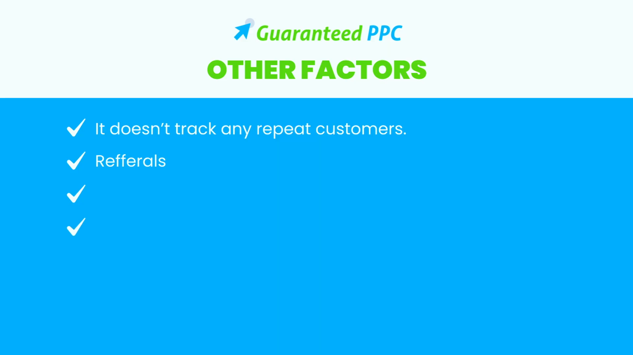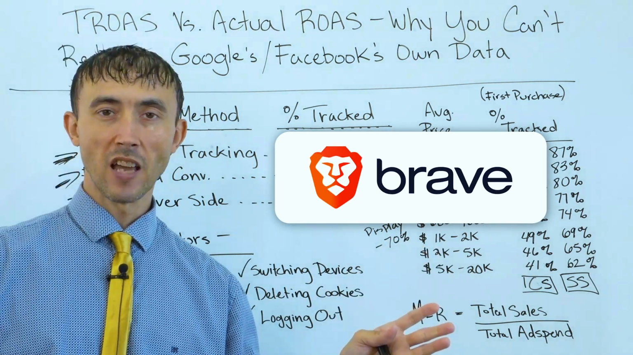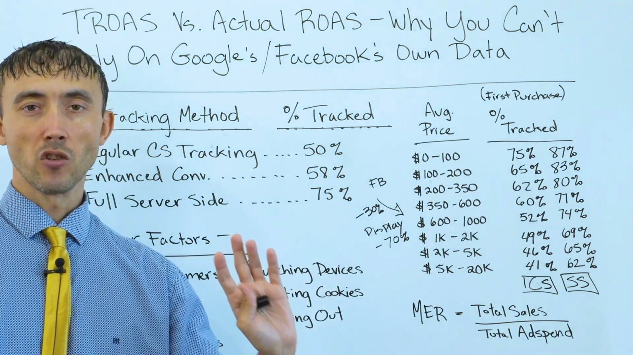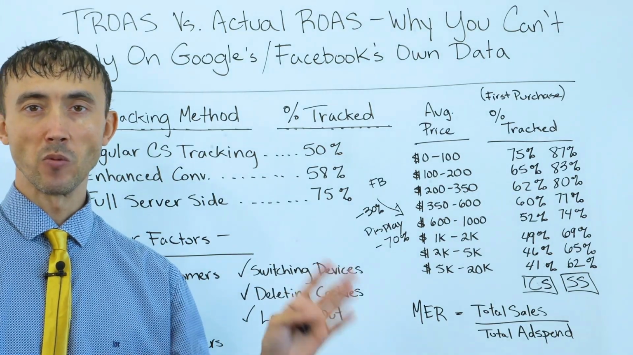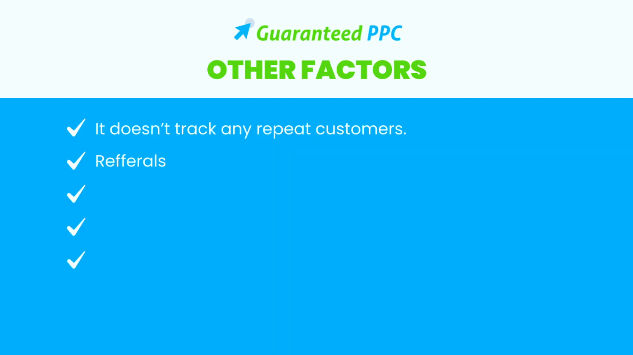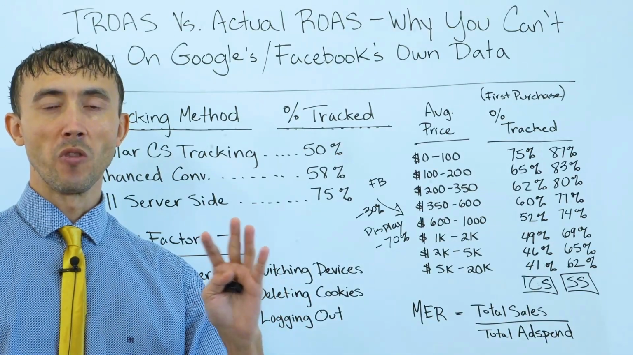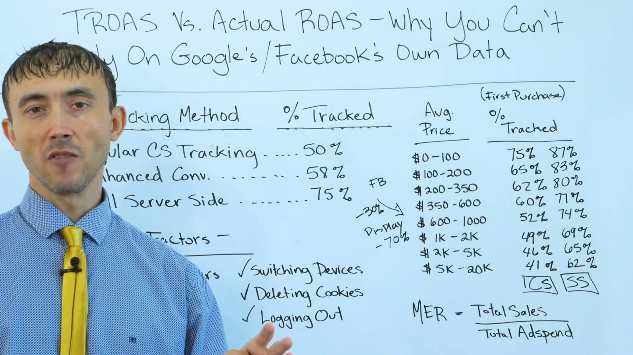You got privacy browsers. Brave is just one example where they just simply won't send any tracking data to the ad platforms with client-side tracking platforms. You also got people switching devices. People love to assume that the customer, when they're on a desktop device, that's the device they're going to buy on.